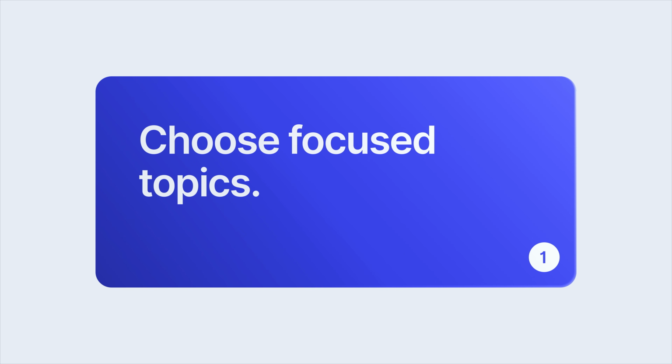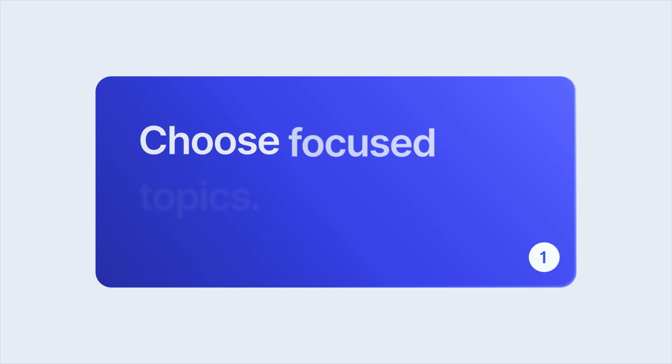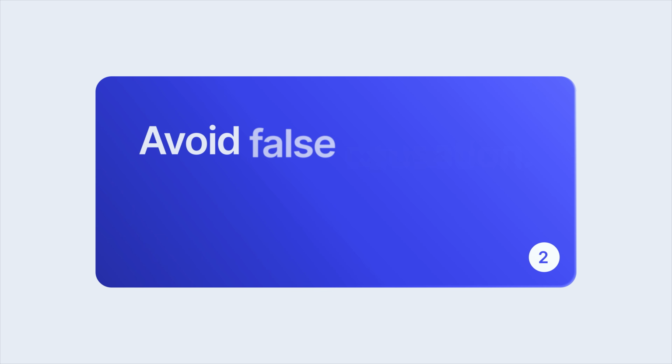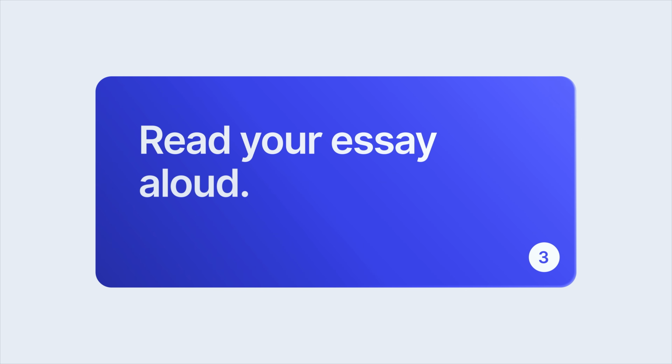Now, here are 3 tips for a stronger cause and effect essay. 1. Choose focused topics. For example, how Instagram affects college students is better than how social media affects everyone. 2. Avoid false causation. Just because 2 things happen together doesn't mean one caused the other. And 3. Read your essay aloud. The logic should flow naturally, like you're explaining it to a friend.